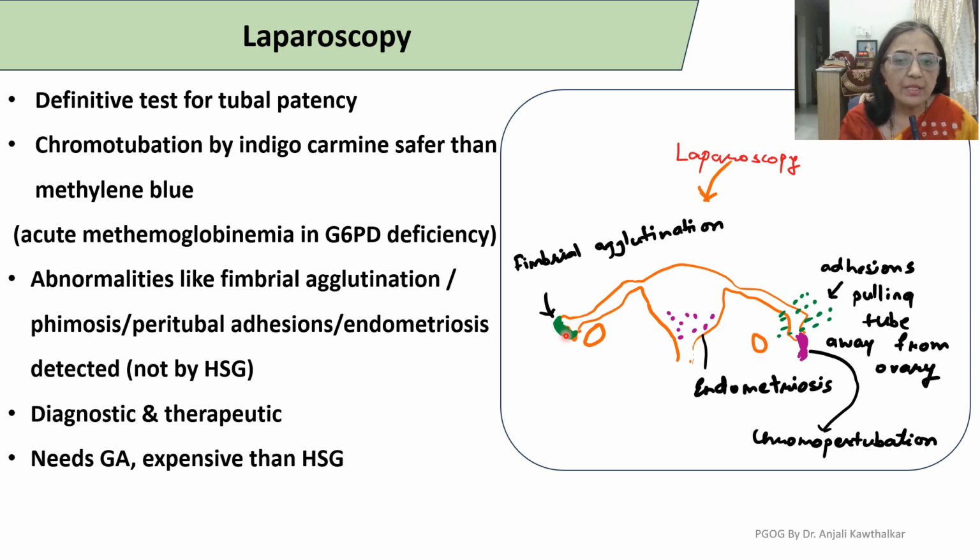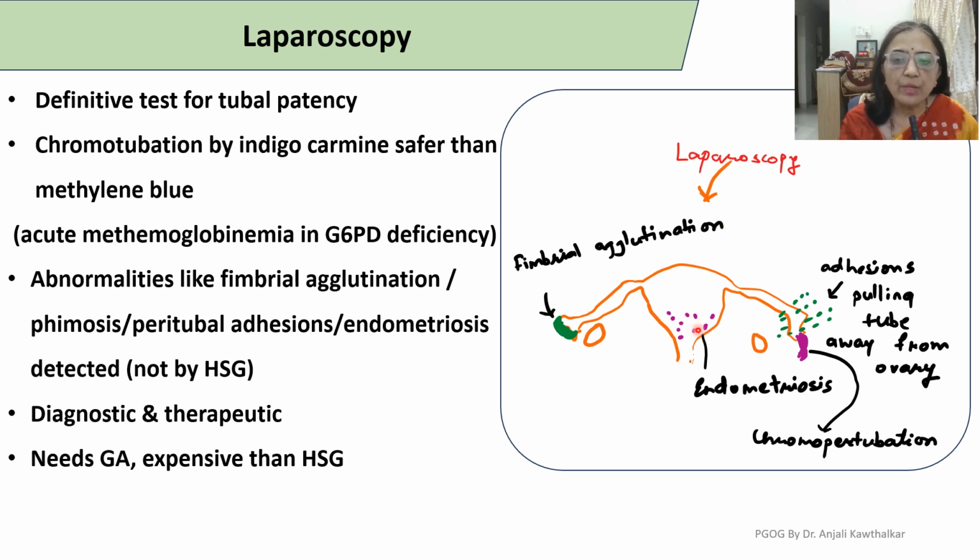Phimosis, where the fimbrial end is smaller than normal. Presence of peritubal adhesions we can also see by laparoscopy, which we cannot detect by hysterosalpingography, and these adhesions might be pulling the tube away from the ovary. So this anatomical relationship between the fimbrial end and the ovary gets disturbed because of the presence of adhesions, which can be visualized when we do the laparoscopy.